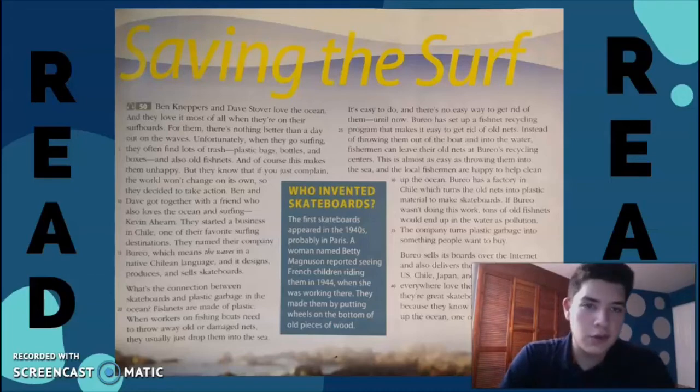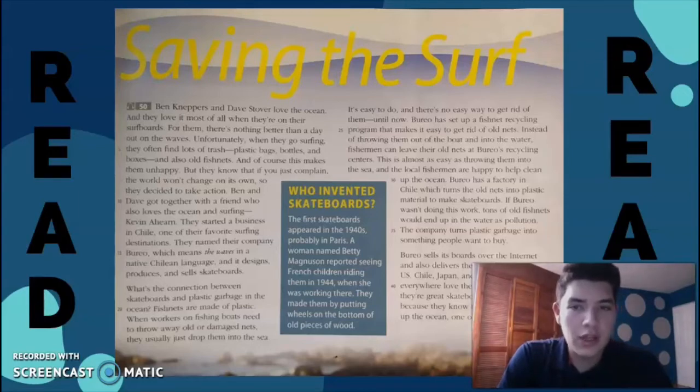Saving the Surf. Ben Nippers and Dave Stover love the ocean, and they love it most of all when they're on their surfboards. For them, there's nothing better than a day out on the waves. Unfortunately, when they go surfing, they often find lots of trash: plastic bags, bottles, and boxes, and also old fish nets. And of course, this makes them unhappy, but they know that if you just complain, the world won't change on its own, so they decided to take action.